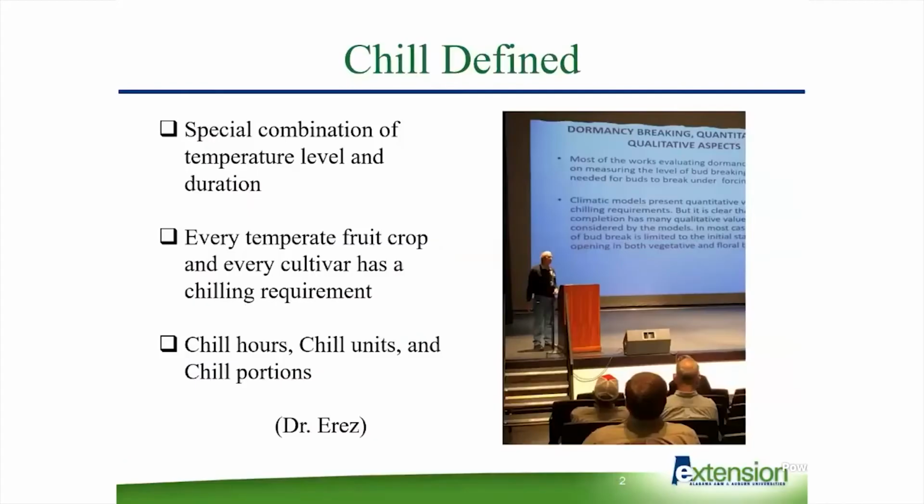So first of all, we want to define chilling, and it is defined as a special combination of temperature level and duration or exposure to certain temperature levels. And we know that every temperate fruit crop and every cultivar within a fruit crop has a chilling requirement. Now, chilling can be measured in a variety of ways. It can be measured in terms of chill hours or chill units, as well as chill portions, depending on the calculator or the model that's used.